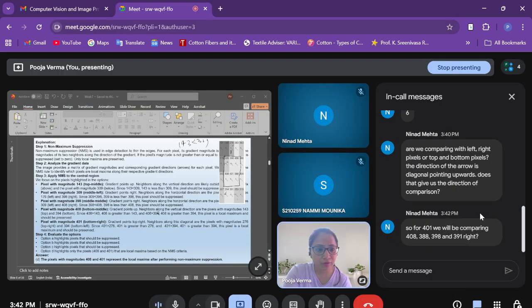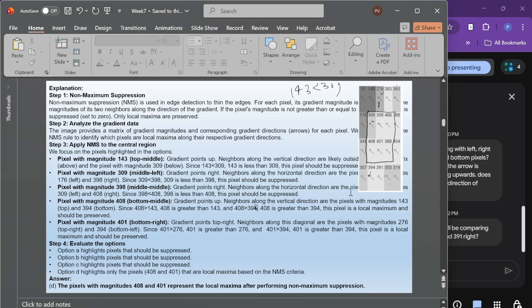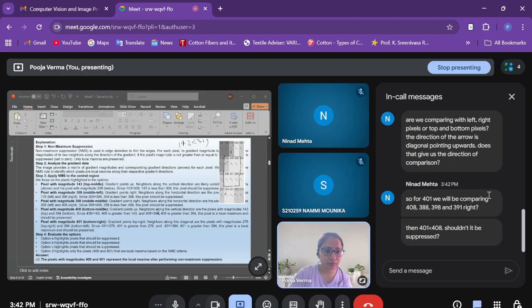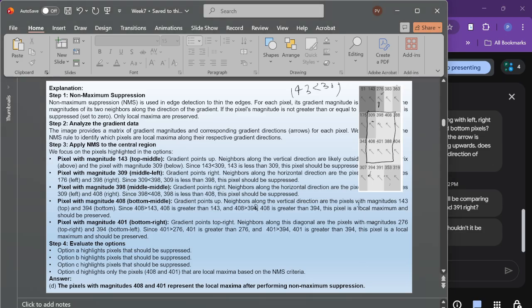So for 401, we will compare the 408 and 388. Yeah, 408, 388, correct. We can compare with that one only. So 401 is less than 408. Just let me check.